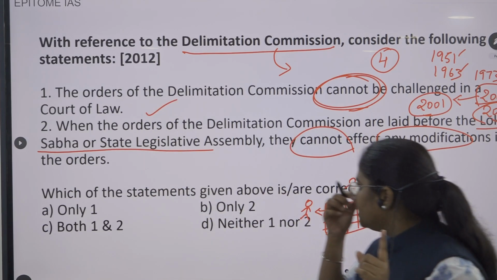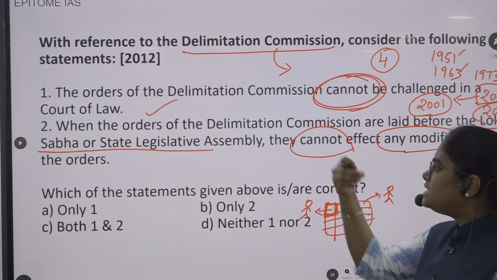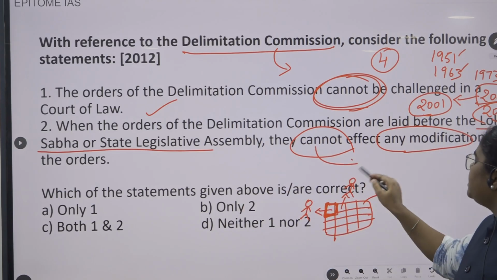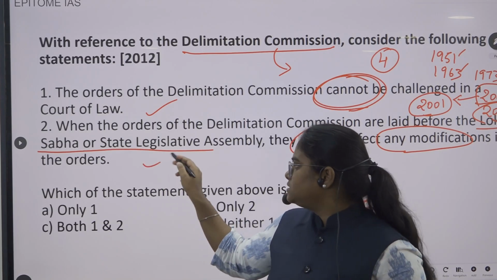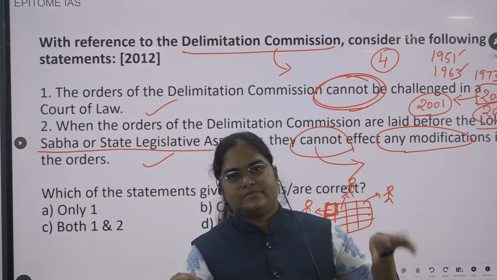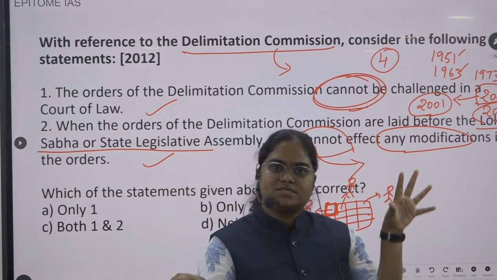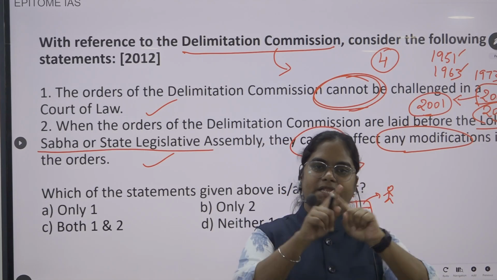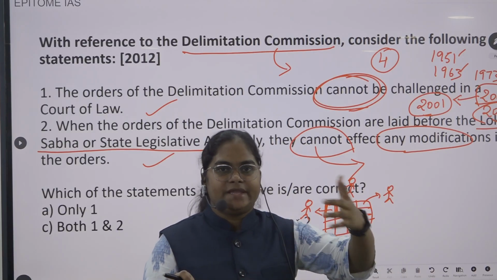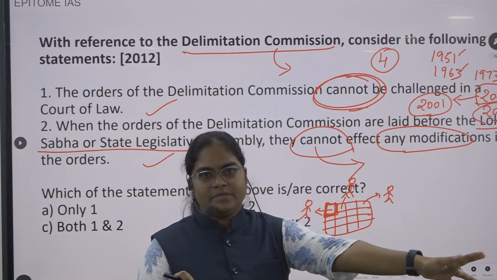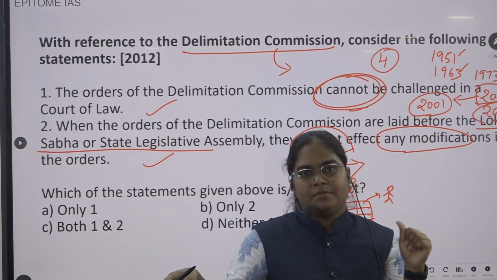Now, statement 2, when the orders of the delimitation commission are laid before the Lok Sabha or the state legislative assembly, they cannot affect any modification in that particular order. Again, this is also a correct statement. So what happens once this particular delimitation commission is coming up with the order, after demarcating the constituencies and everything is done, it will be submitted, it will be laid in front of either the parliament or the state legislative assembly, whichever constituencies they are demarcating.